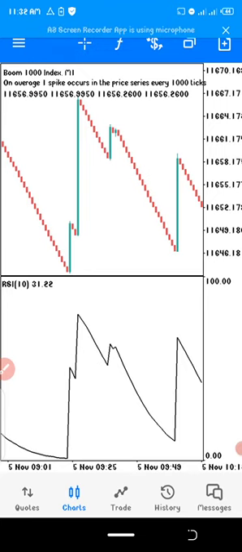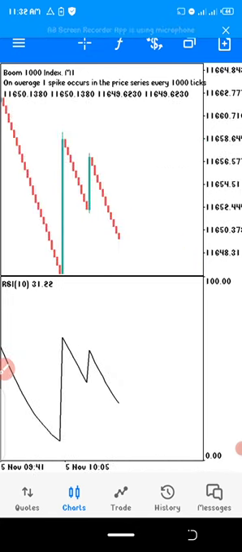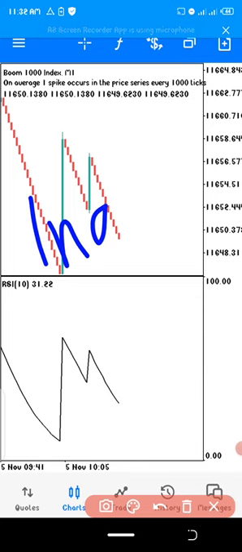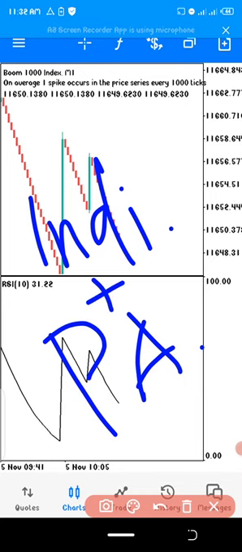So how do we do that? How do we make that possible? In this video, I'll be showing you how to combine your indicators and your price action. If you combine your indicators and your price action, what does that give you? It gives you a much better edge in trading the market.